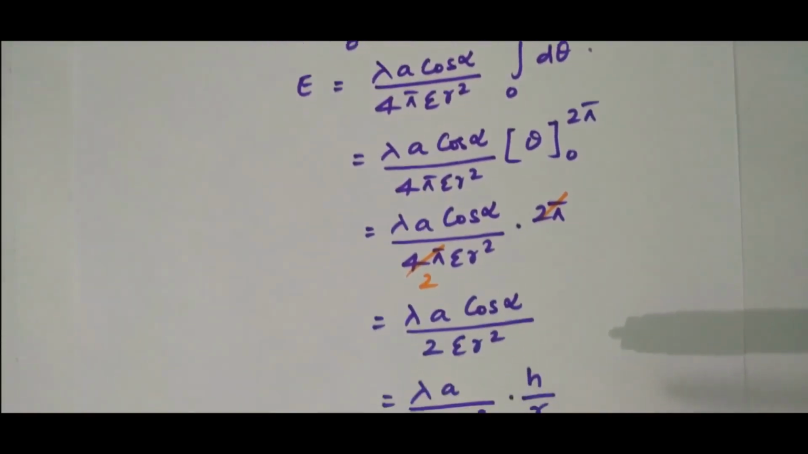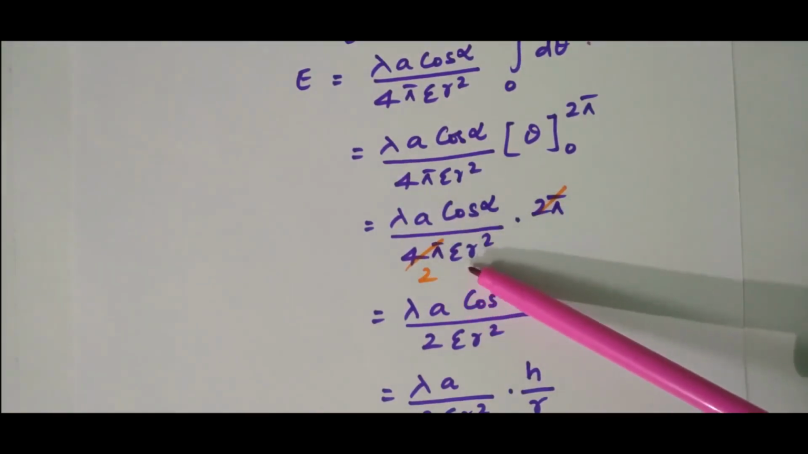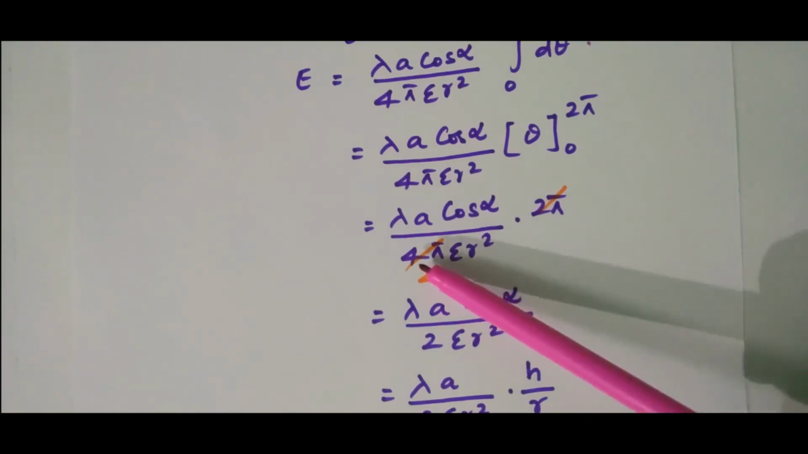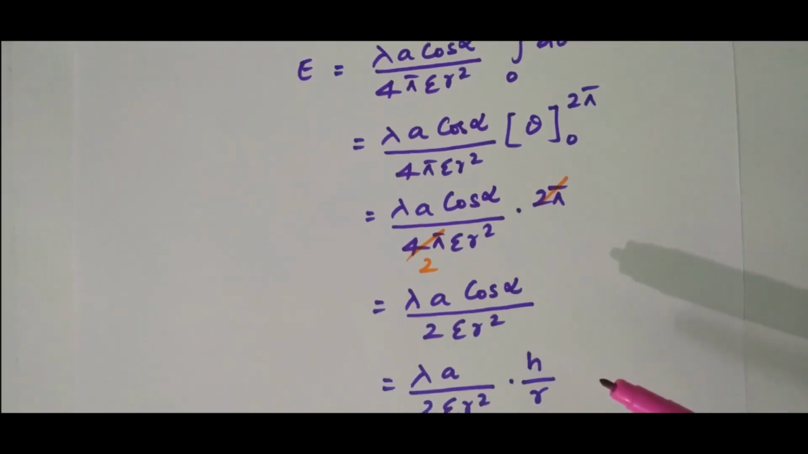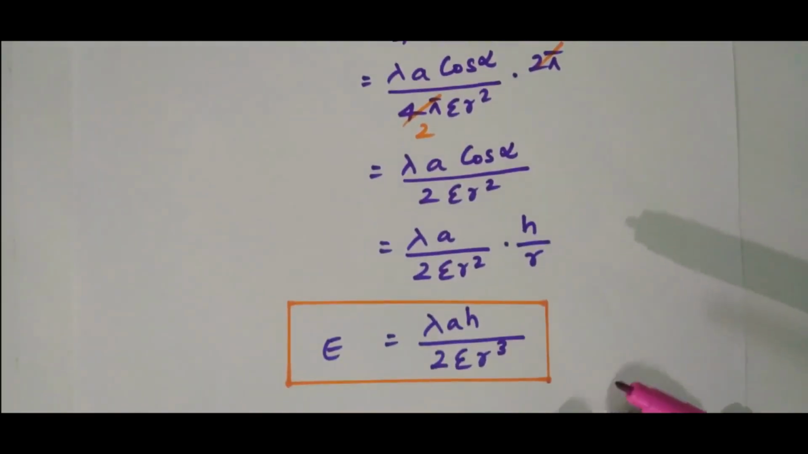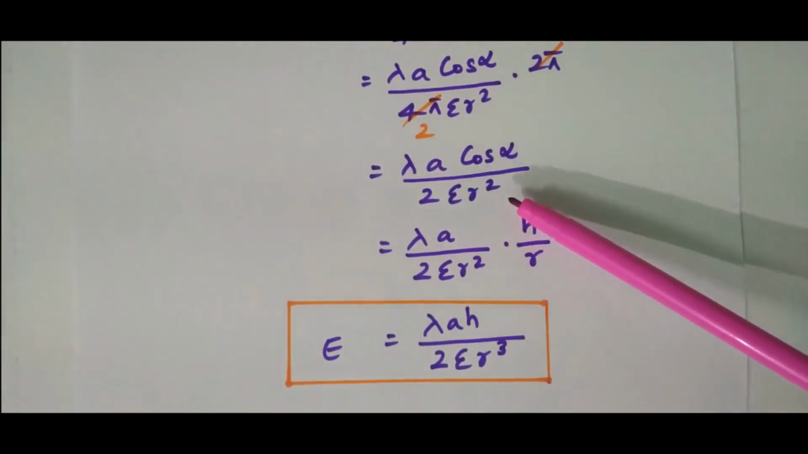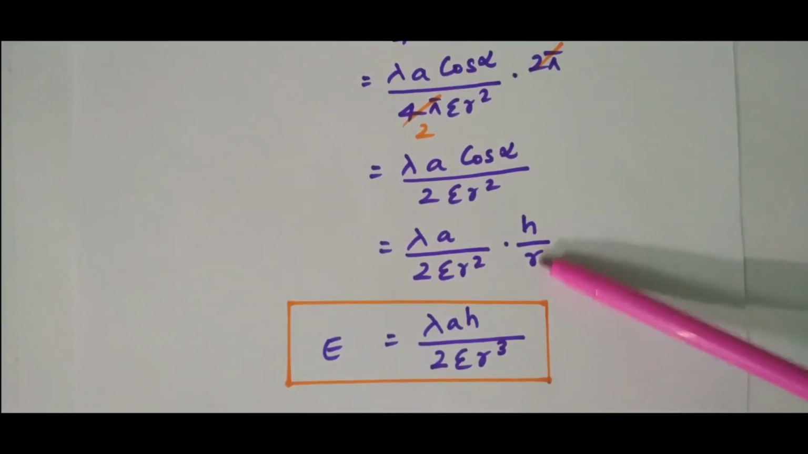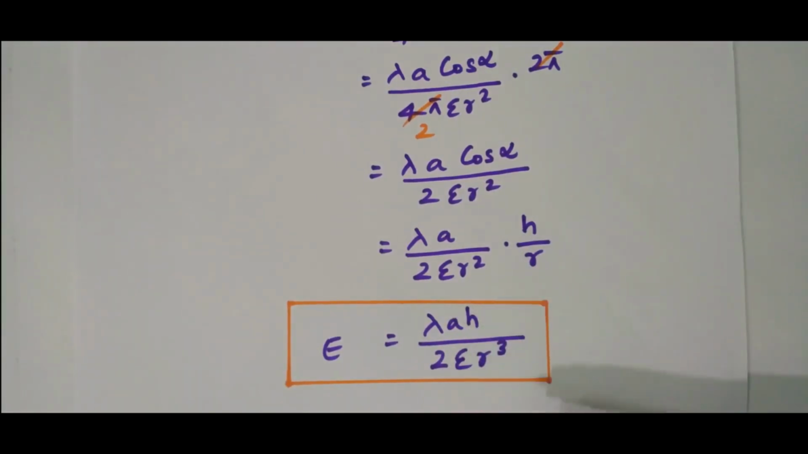So while substituting, what will happen? Lambda a cos alpha divided by 4 pi epsilon r square into 2 pi. Lower limit is 0, only 2 pi. The 2 gets cancelled. So that lambda a cos alpha divided by 2 epsilon r square. Already we have the cos alpha value, that is h by r, near the triangle. So that lambda a h divided by 2 epsilon r cube.